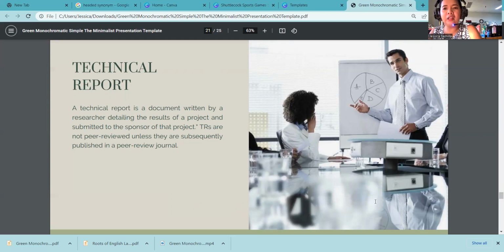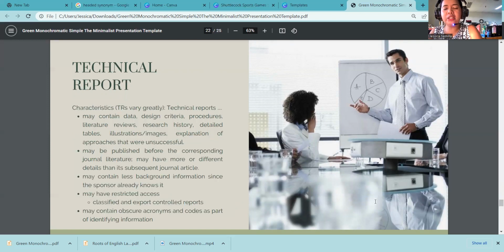So the technical reports are not peer reviewed unless they are subsequently published in a peer review journal. So these are the characteristics of technical reports. The first one is it contains data, design criteria, procedures, literature review, research history, tables, illustrations, and the like. And the second one is it may be published before the corresponding journal literature. It contains less background information, have restricted access, and contain obscure acronyms and codes as part of identifying information.